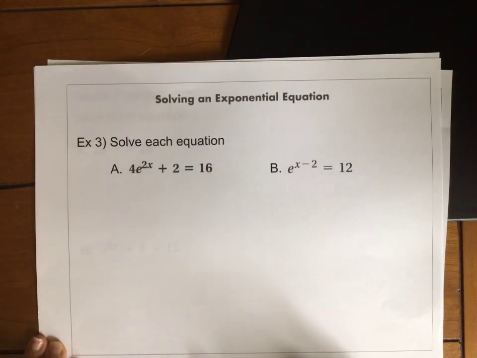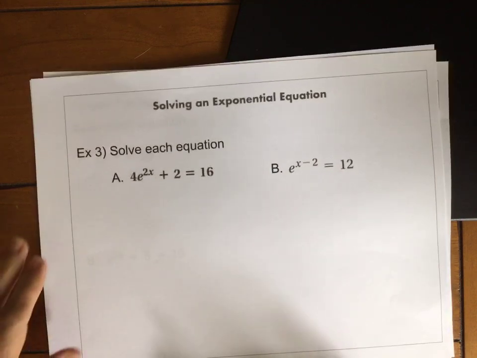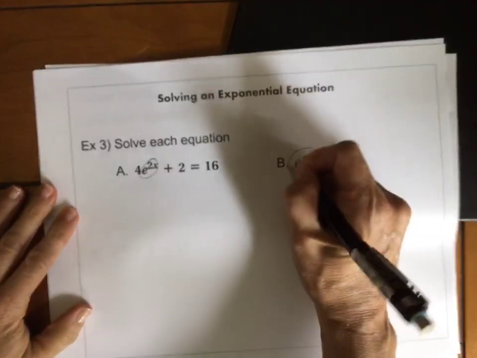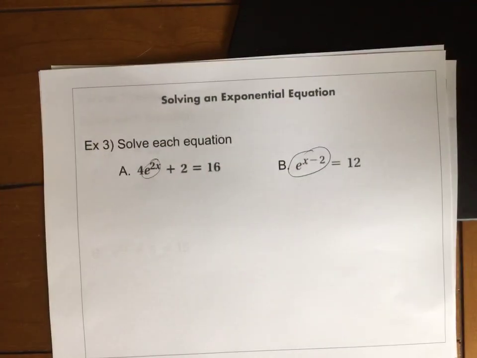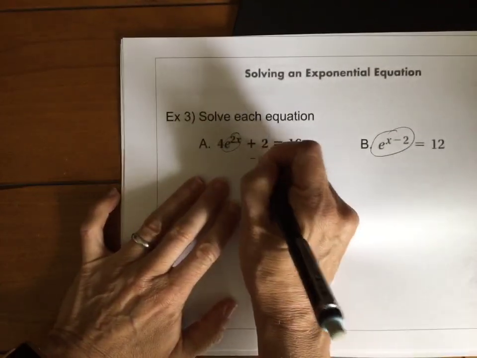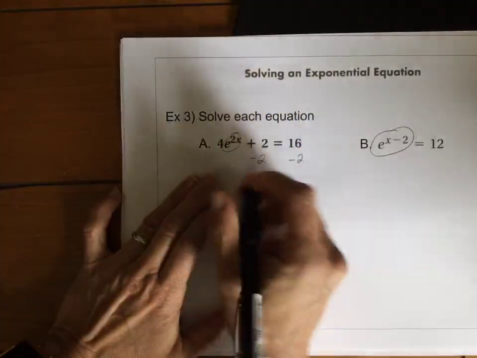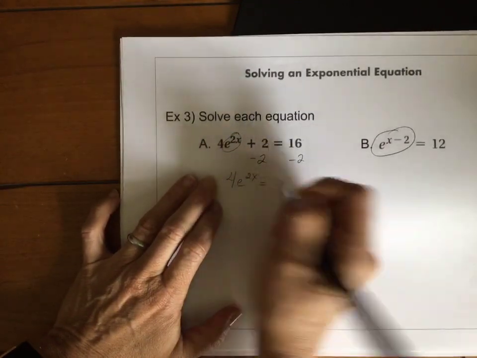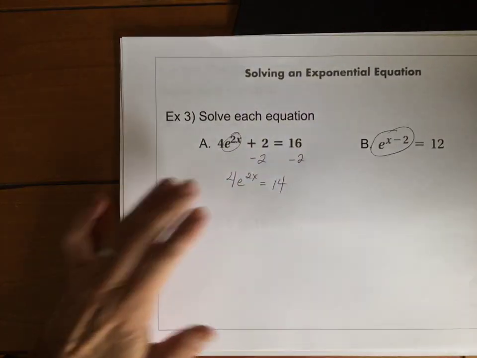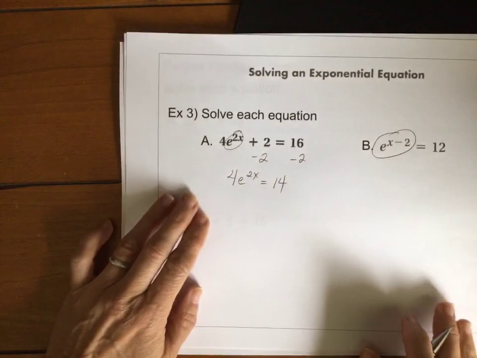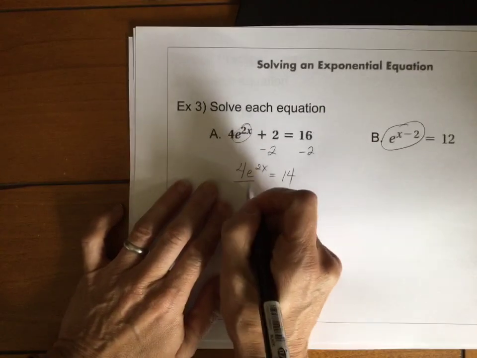But before I can undo, I need to get the exponential part, in both of these, this part, all by itself. And in A, it's not by itself. So first I need to subtract that 2 from both sides, giving me 4e to the 2x equals 14. And now I'm going to want to divide both sides by 4.